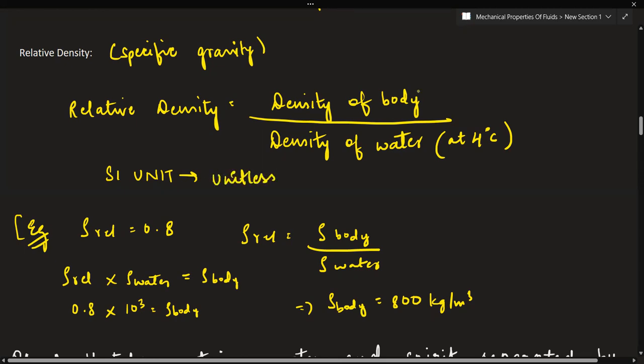Because kg per meter cube is the SI unit of density, and kg per meter cube is on the numerator side as well as on the denominator side. So that would get cancelled. So it would be a unitless constant.